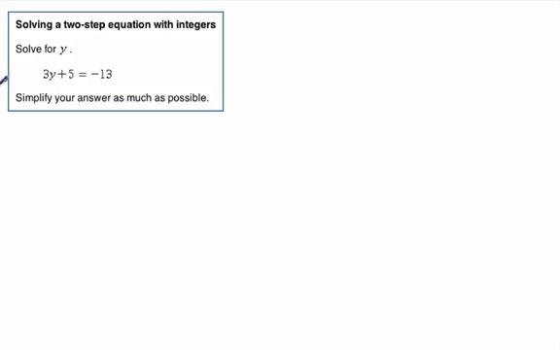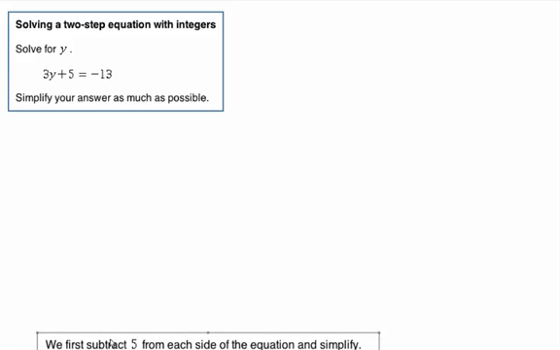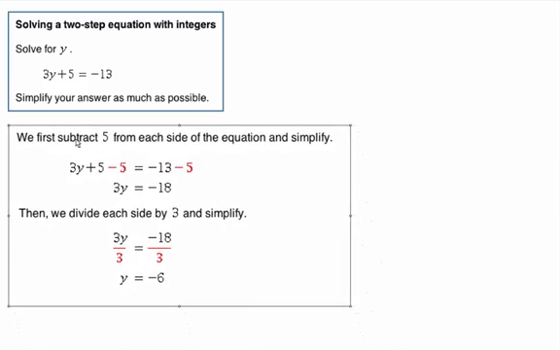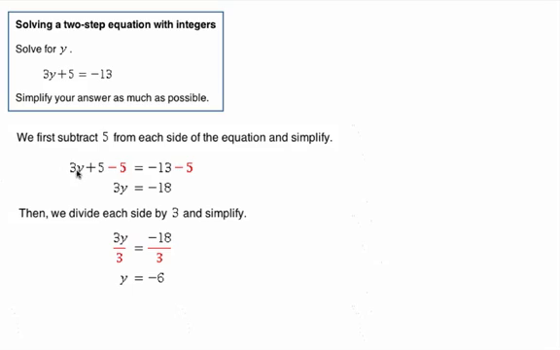Alright, here's another practice. Go ahead and pause this video, work this out on your own, and then restart the video to check your answer. Okay, welcome back. Hopefully you worked it out like this. First step would be to subtract 5 from both sides. We get negative 3y equals 18. Then we have to divide by 3, and our final answer is y equals negative 6.